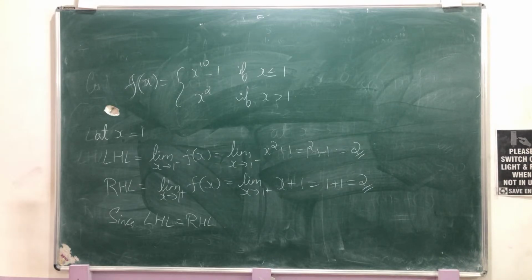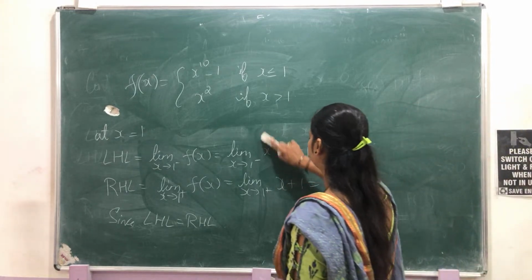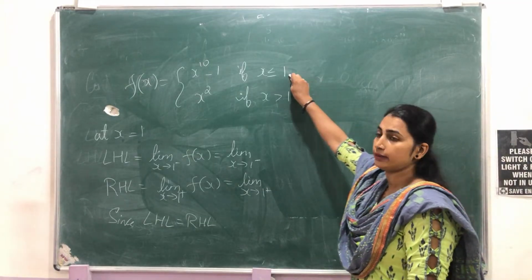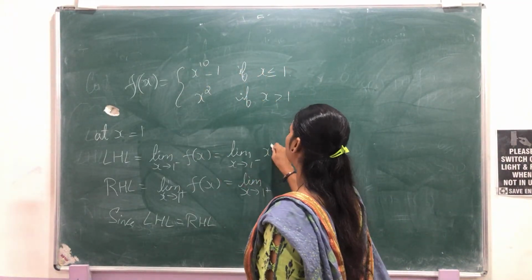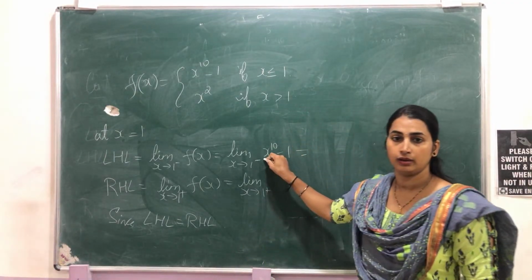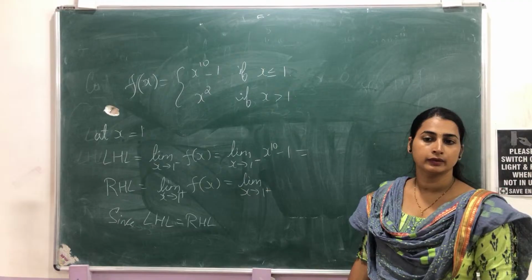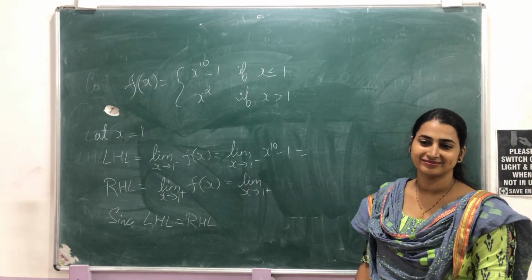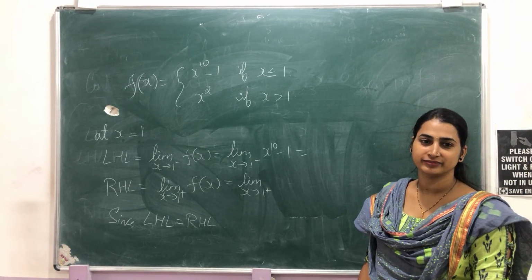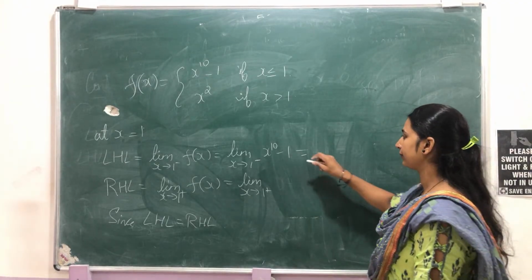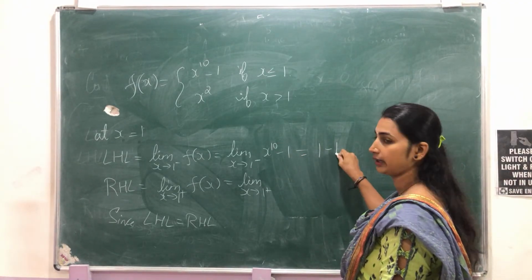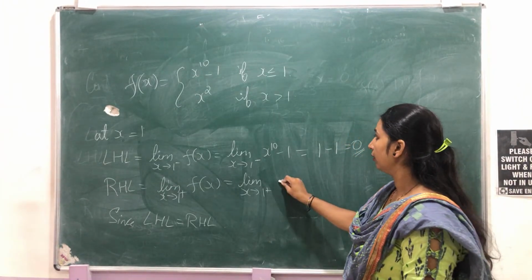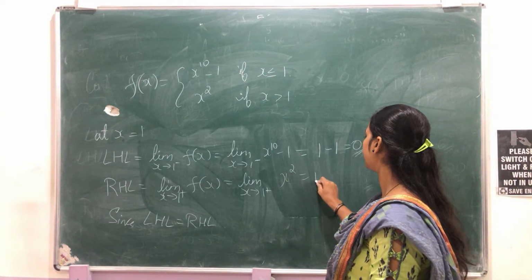What is left hand limit now? Less than 1, x to the power 10 minus 1. What is x now? 1. What is 1 to the power 10? Anything to the power 0 is 1. So it is x to the power 10 is 1, minus 1, that is 0. Greater than 1 is x square. So it is 1 square, that is 1.